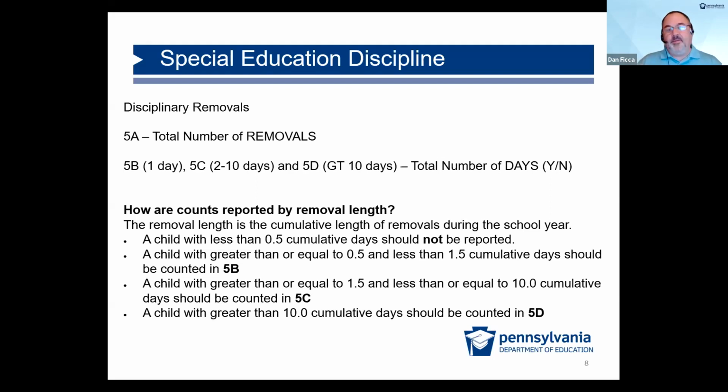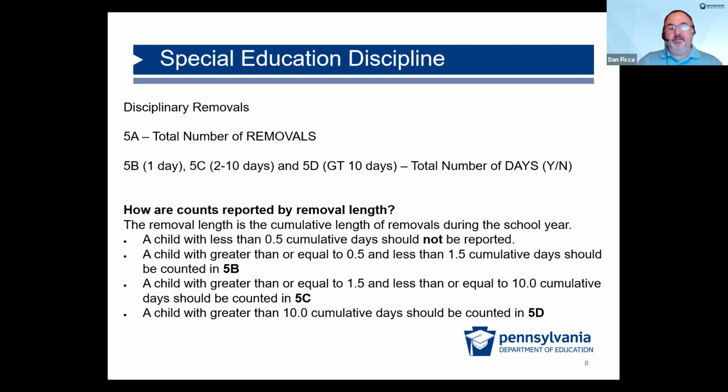So it's 5, or maybe I said 10, I can't remember what I said, but it's total number of removals only. And then columns B, C, and D are the total number of days. But again, we're not asking for the days, we're just asking for, is it up to 1 day? Is it 2 to 10 days? Is it greater than 10 days?